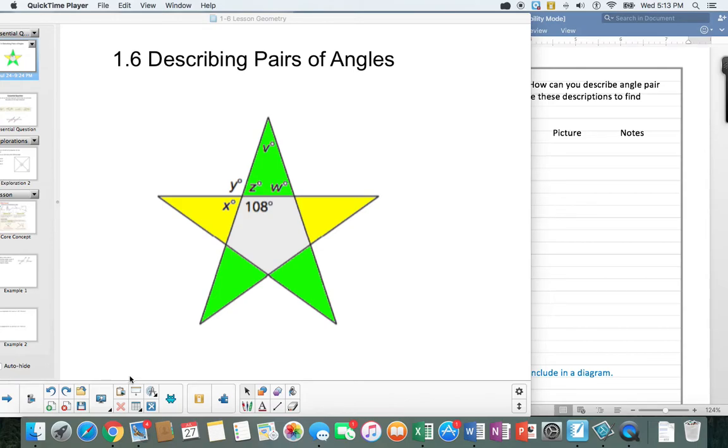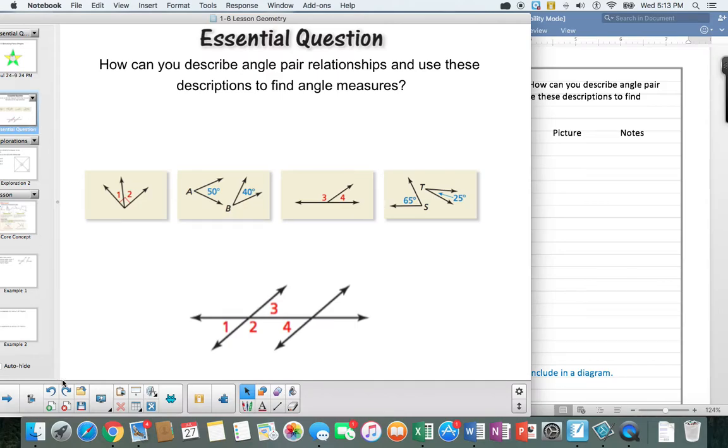Lesson 1.6, Describing Pairs of Angles. Essential question: how can you describe angle pair relationships and use these descriptions to find angle measures? You can see all of these are pairs. We're going to have names for them. Even in the diagram, if you take two angles at a time, they're going to have a name.